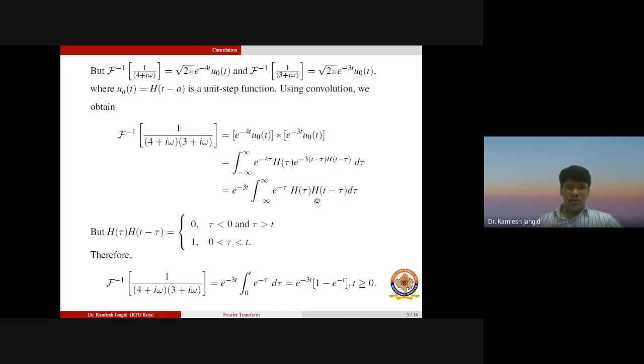So therefore, the inverse Fourier transformation of this product is equal to e raised to the power minus 3t, integration from 0 to t of e raised to the power minus tau d tau. Now, if we simplify this integral, then we get this result: e raised to the power minus 3t times 1 minus e raised to the power minus t, for t greater than or equal to 0. This is our required inverse Fourier transformation by the application of the convolution of two functions, right?